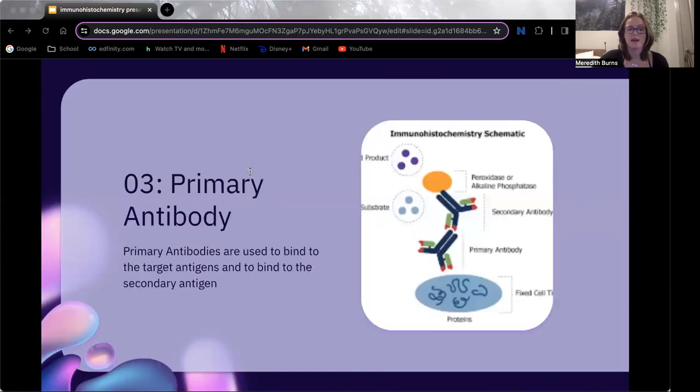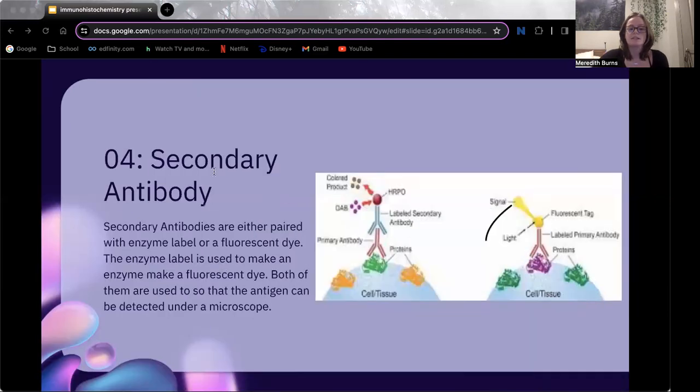The next step is when they add the primary antibody onto the sample. The primary antibody binds to the target antigen and allows for there to be a binding site for the secondary antibody. Next, there's a secondary antibody, which is either paired with an enzyme label or a fluorescent dye. A secondary antibody with an enzyme label is used to make an enzyme use its substrate to make a dye that can be seen, while a secondary antibody, which is paired with a fluorescent dye, already has what it needs to be seen. Both types of secondary antibodies ensure that the target can be seen, and the secondary antibody binds to the primary antibody.